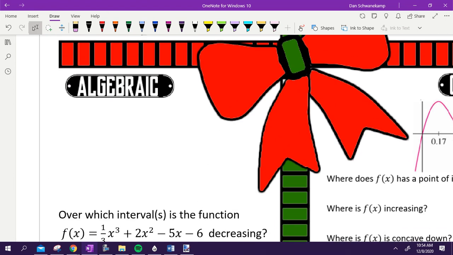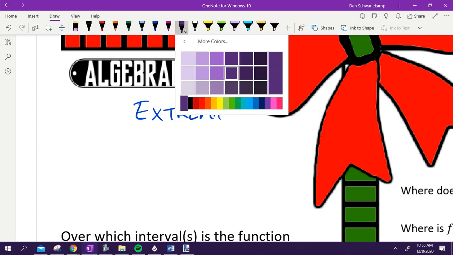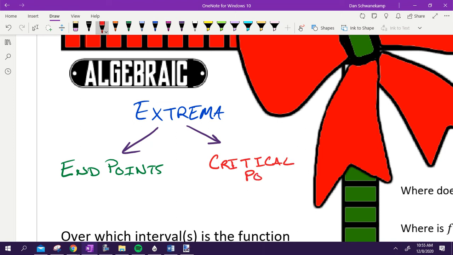Let's talk about algebraic applications of derivatives. So normally when we're talking about derivatives, we are describing extrema in some capacity. Remember, extrema is just a fancy word for maxes and mins. There are 2 places where extrema can happen. Where's one place extrema can happen? Endpoints would be one of them. We want to look at endpoints for extrema. The other place is critical points.